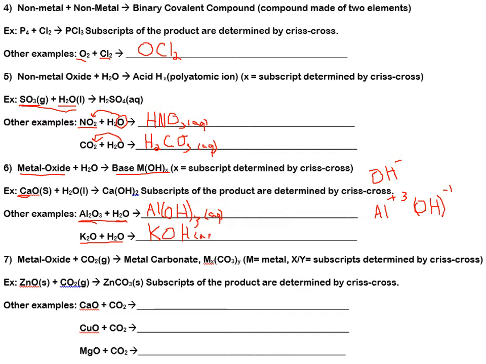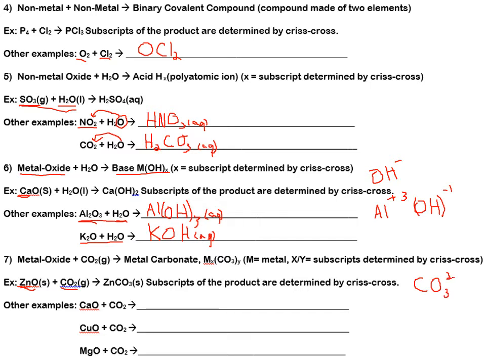Another type of synthesis reaction is when you have a metal oxide, so a metal oxygen compound, reacting with carbon dioxide. To predict the product there, you simply do a crisscross between the metal and the carbonate ion. So your goal is to basically identify which case you're dealing with and remember what you're crisscrossing with. That's all it really is.